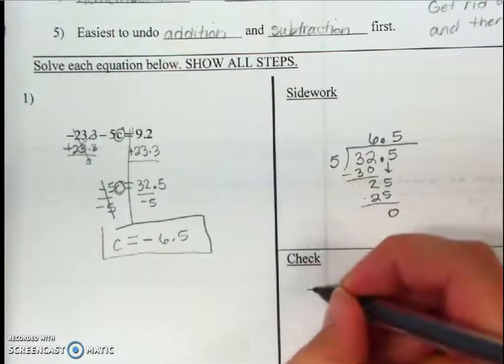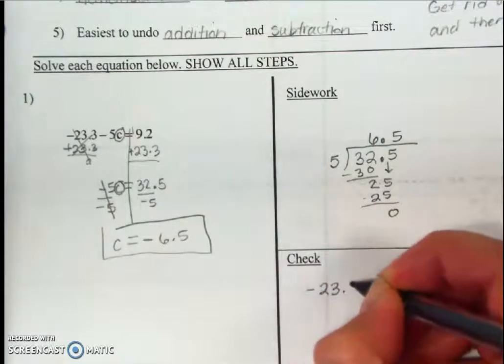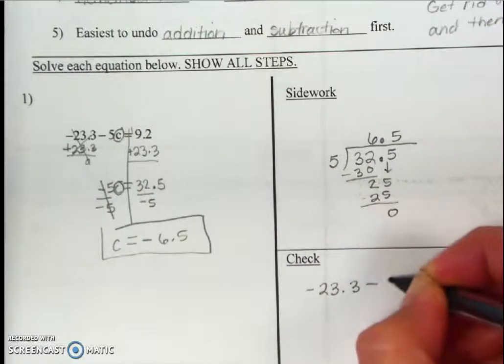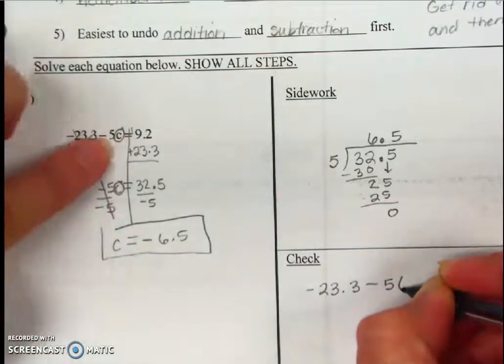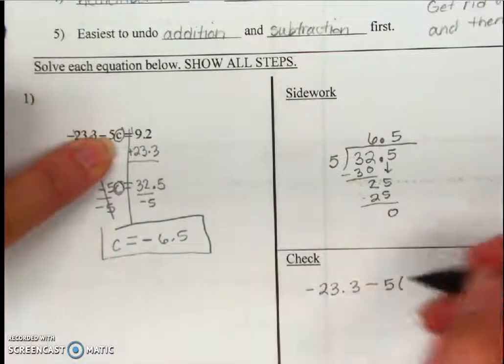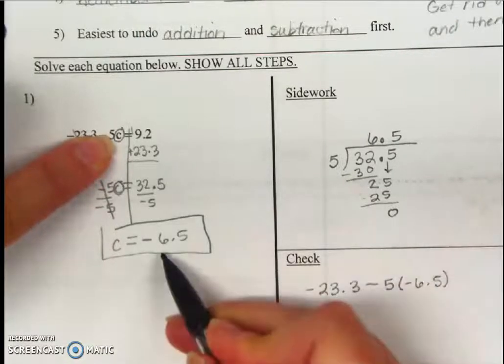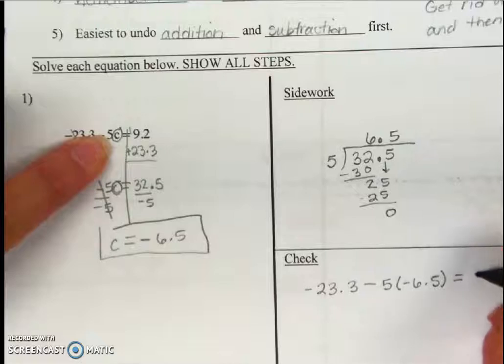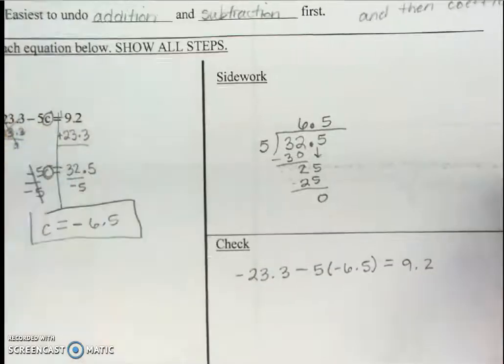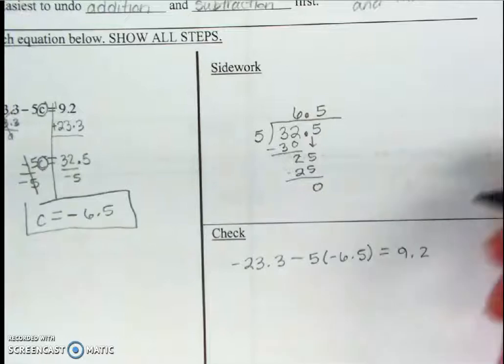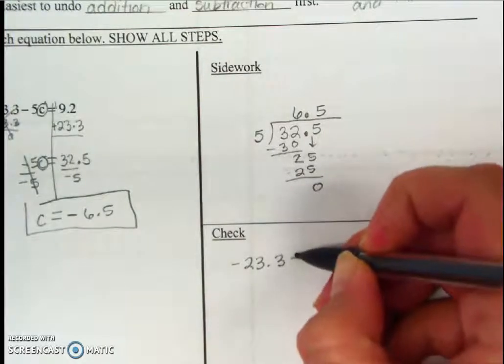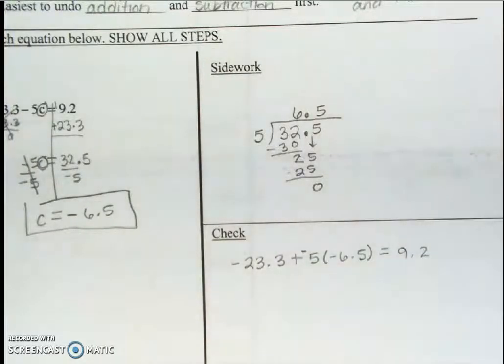So let's write it down. That means -23.3 minus 5 times, instead of C, I'm going to write -6.5. I'm going to write my answer. And that should equal 9.2. All right, so now we follow our regular order of operations. Remember, subtraction really means add the opposite, so I'm going to write it like that.